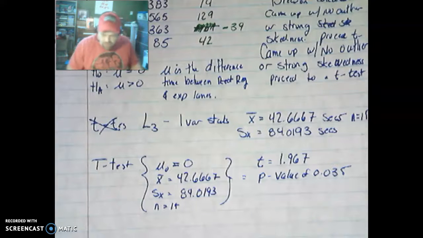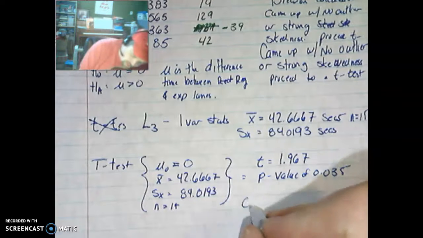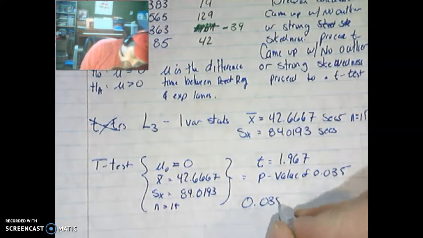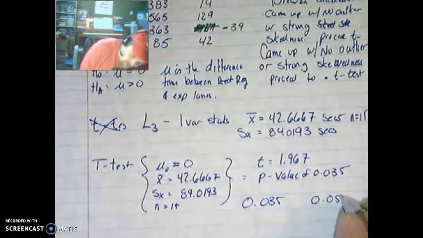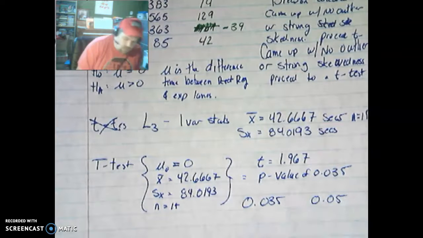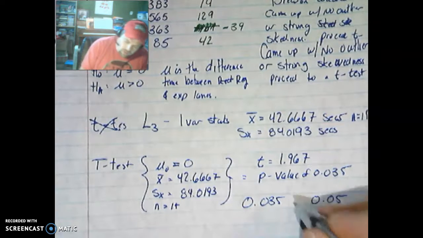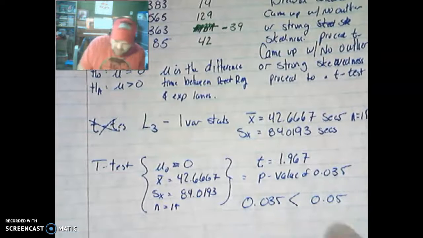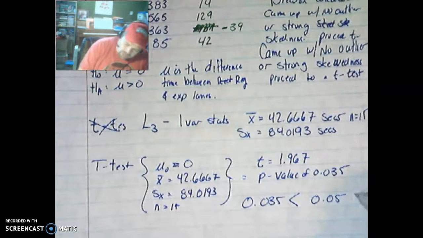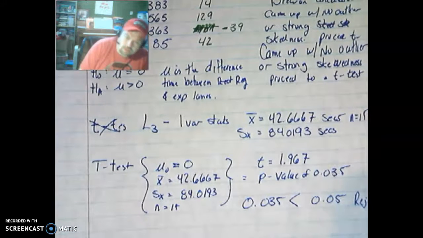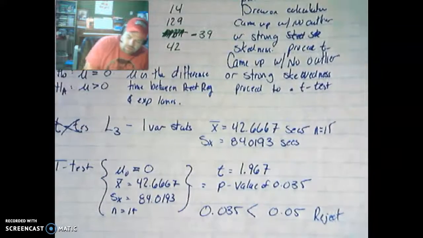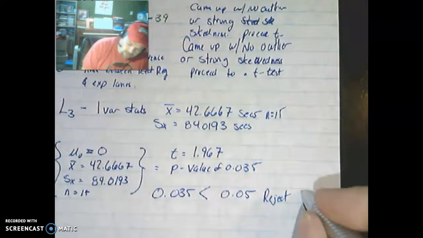and so what we get from there is we need to come here, we say 0.035, our significance level is 0.05, so which one's bigger? That's right, this side. So then we're going to reject our null hypothesis.